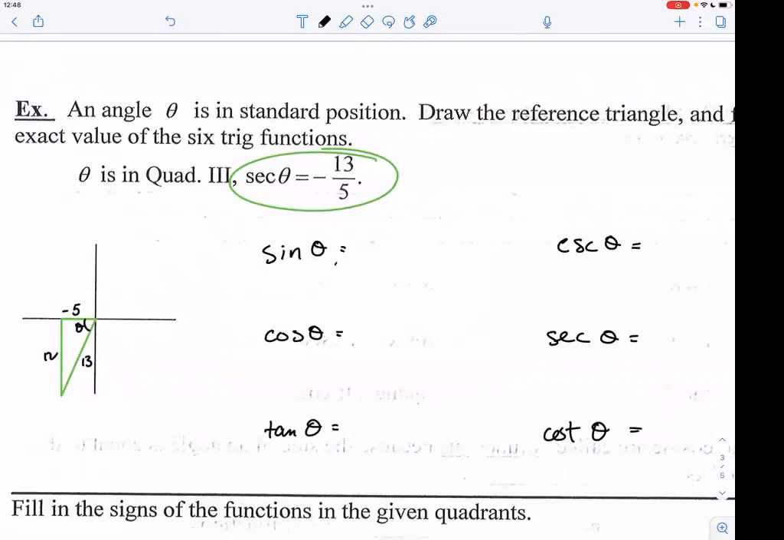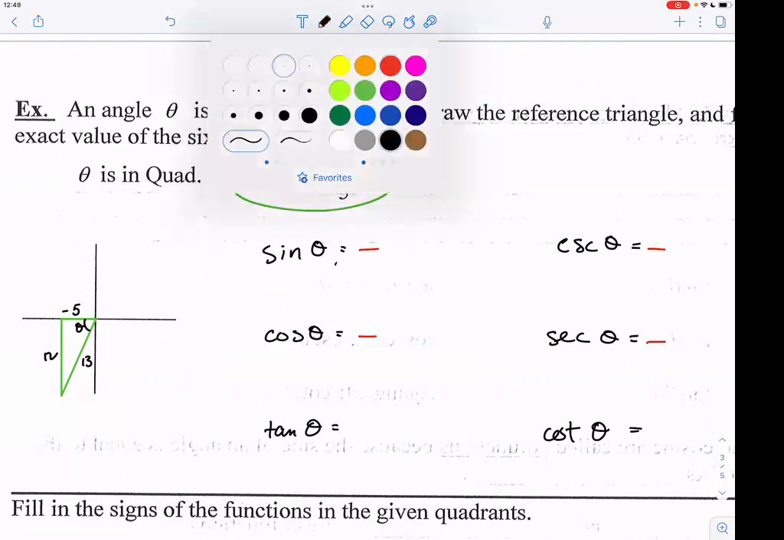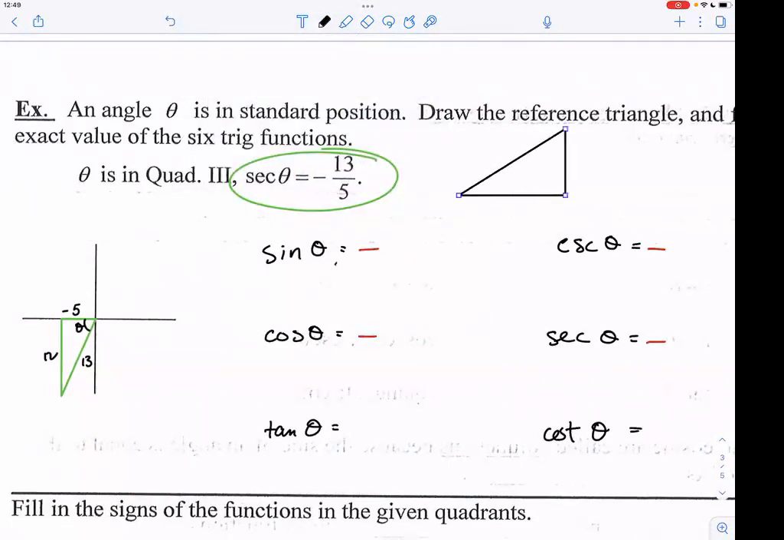So after I know it's in quadrant 3, that means I know my positive and negative signs. I know that only tangent is positive, everything else is negative. And since I took care of the sign, I can focus on the triangle. I can just draw a generic triangle. Actually, I want to draw it this way to be more relevant. And this is my theta, because hypotenuse over adjacent. And I'm going to use this triangle to take care of my ratios.